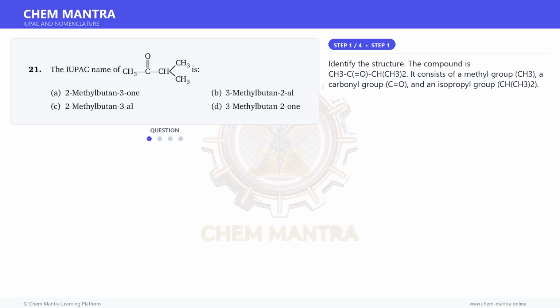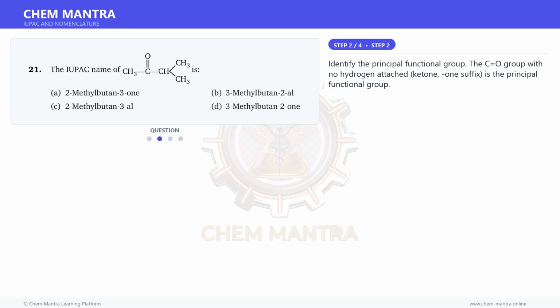Identify the structure. The compound is CH3C=O CH2. It consists of a methyl group, CH3, a carbonyl group, C=O, and an isopropyl group, CH. Moving on to the next step.